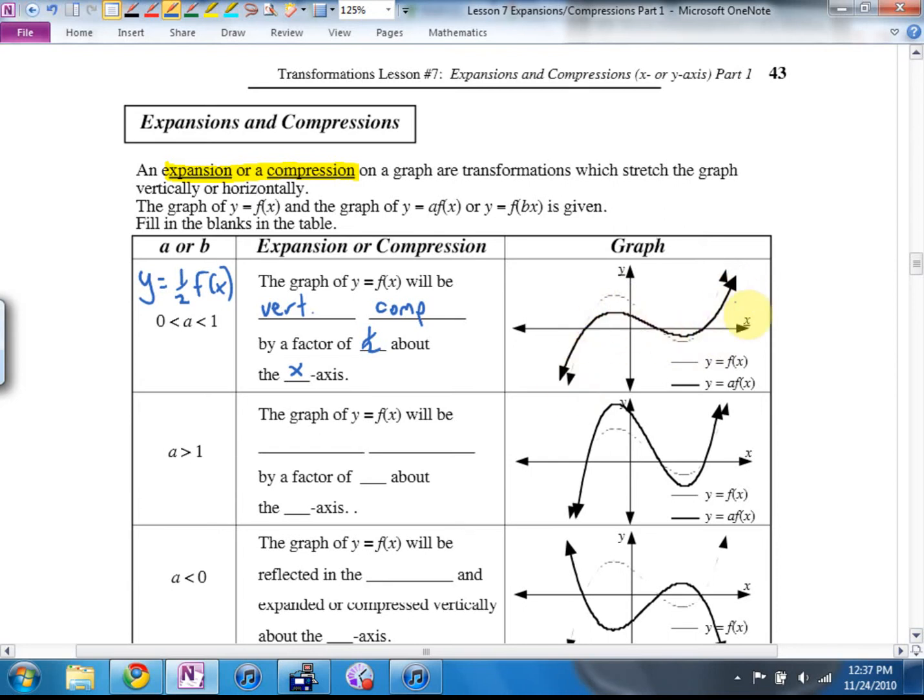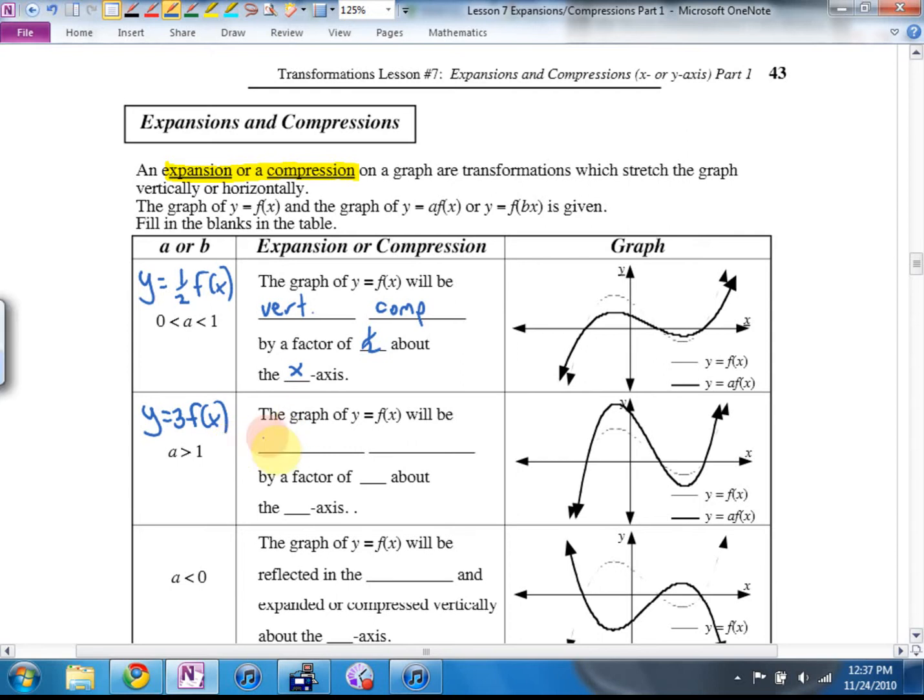Karen, answering your question: what if a is bigger than 1, not a fraction? Like this, y equals 3f of x. Vertical or horizontal? How do I know? It's by glancing at it. Vertical, because it's not next to the x inside the function. So it's going to be a vertical.